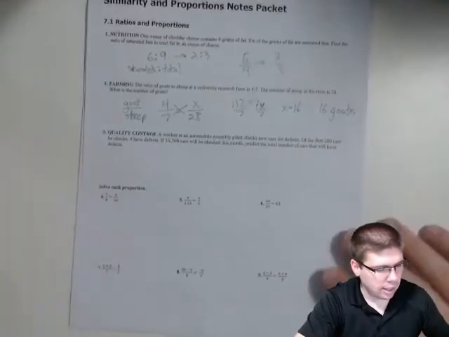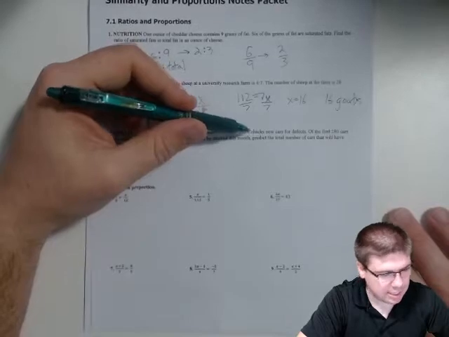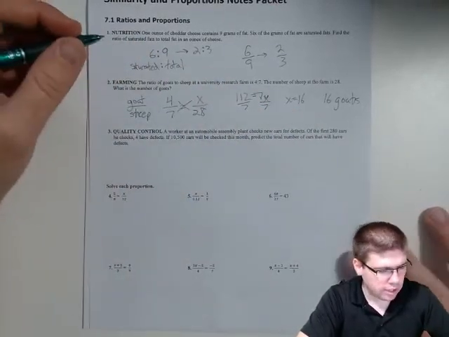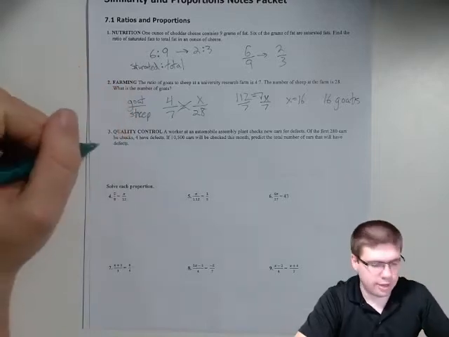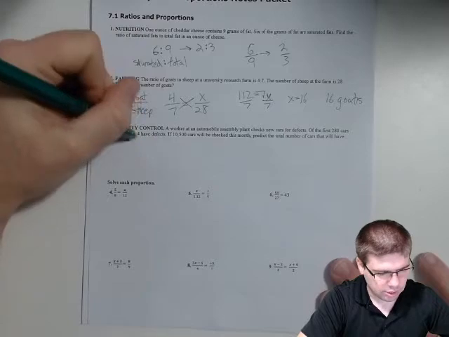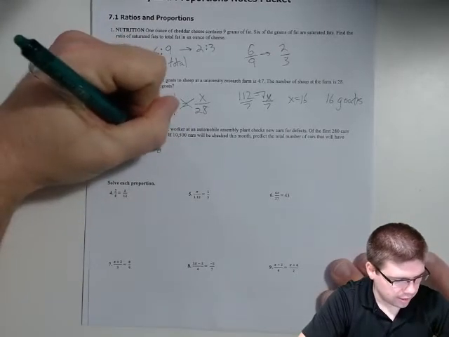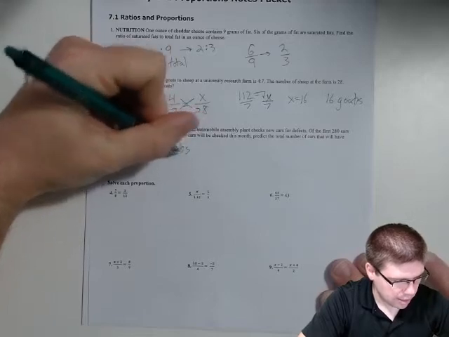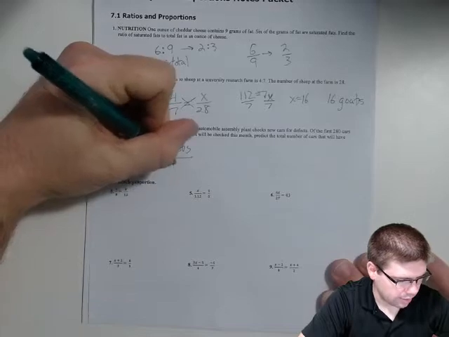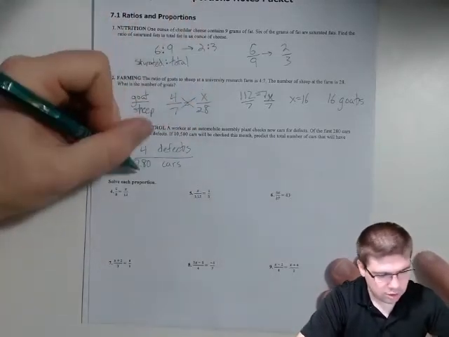All right, the next one, quality control. A worker at an automobile assembly plant checks new cars for defects. Of the first 280 cars he checks, 4 will have defects. So we probably want to do this in this ratio of defects per car. So we had 4 defects per 280 cars. And you could write this, you don't have to write these words in there, you could leave that out. So I have 4 defects per 280 cars.